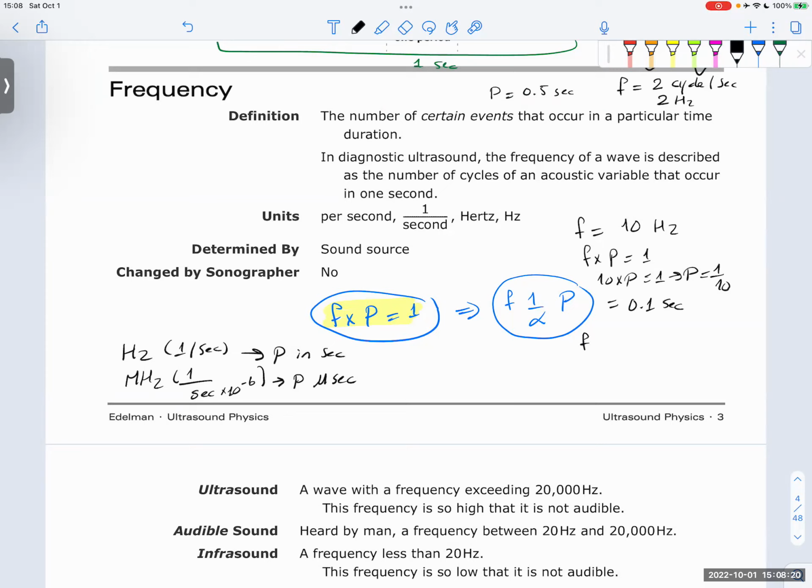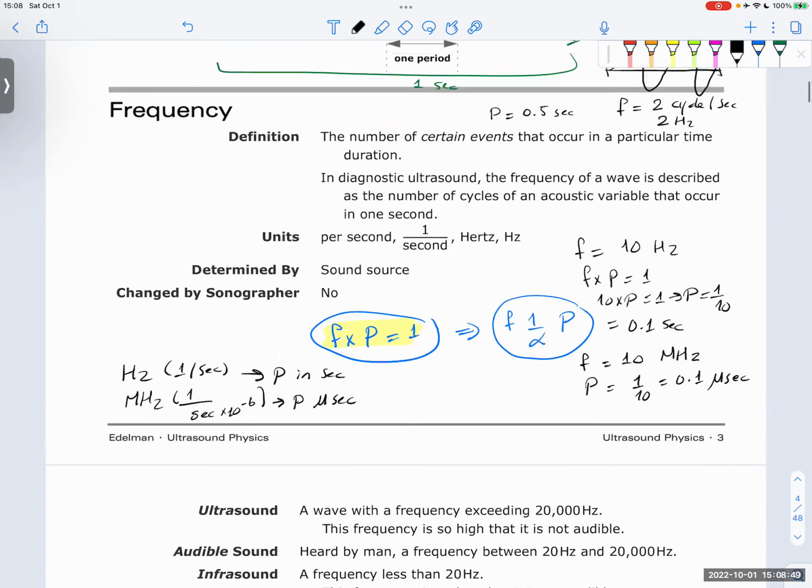If the question gives you a frequency equal to 10 megahertz, so there are 10 million cycles per second, then the period will be 1 divided by 10. Since the unit is megahertz, the time will be in microseconds, so it will be 0.1 microseconds. And that makes sense. If you think about it, there are 10 million cycles in 1 second, so the period is very, very short, 0.1 microseconds. So that's the first thing.